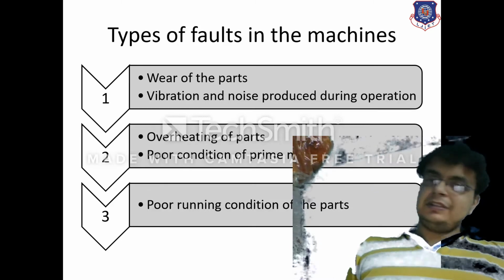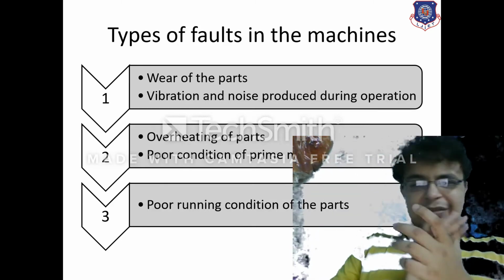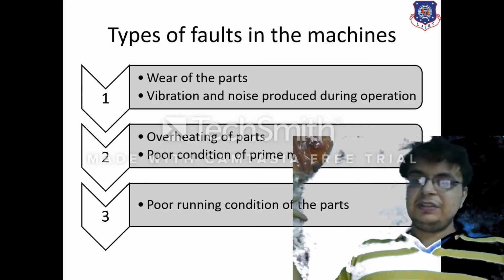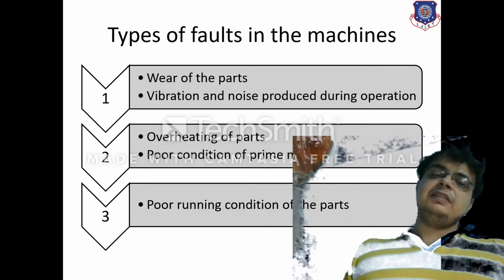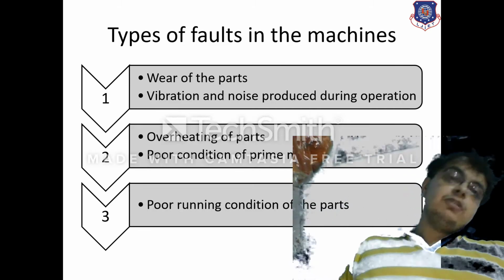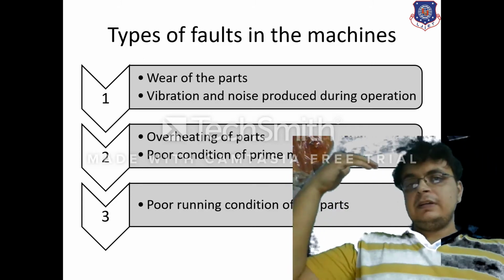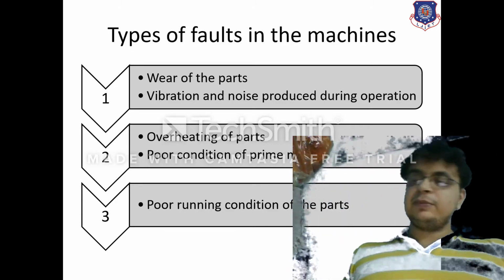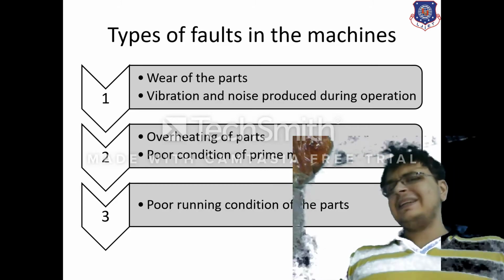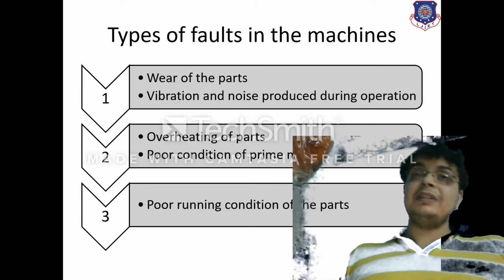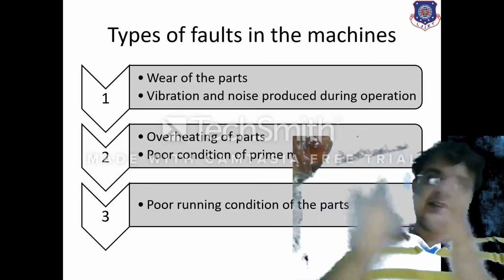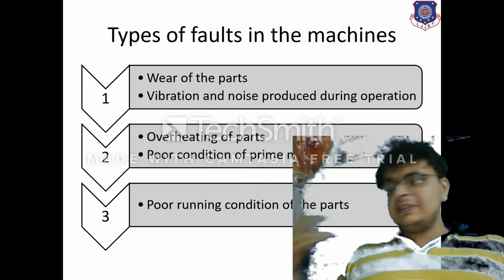Types of faults in the machine. There are many types of faults. Means the wearing of the parts, vibration and noise produced during the operation, overheating of the parts, poor condition of the prime mover, poor running condition of the parts. So these are all the types of faults that are caused in the machine. Wear and extra noise are produced, overheating is taking place, the temperature that the machine is showing is quite high than what is required.